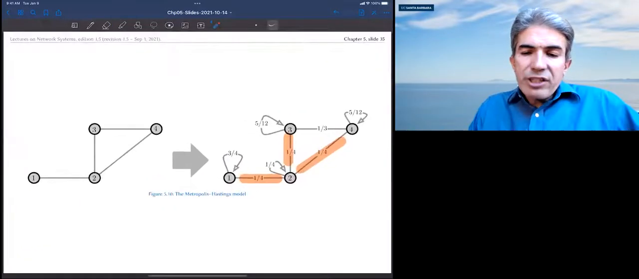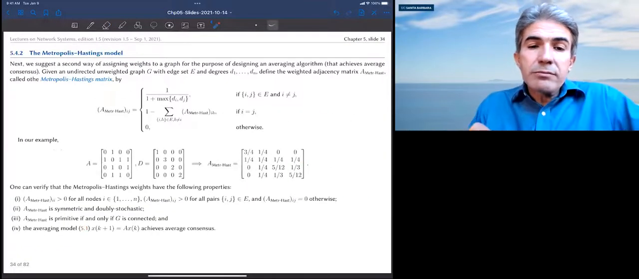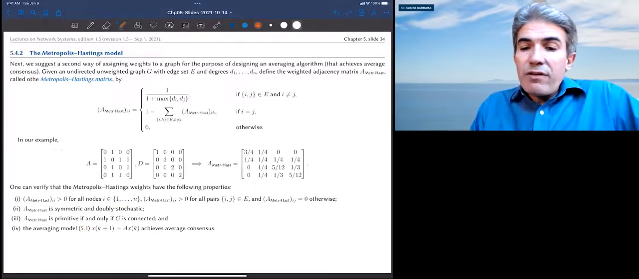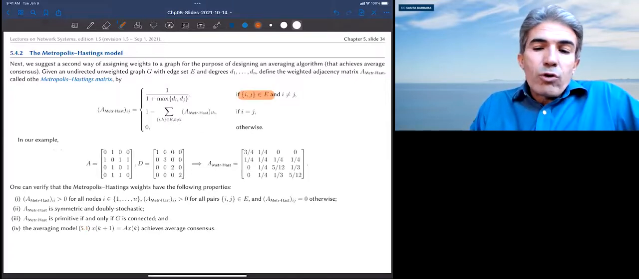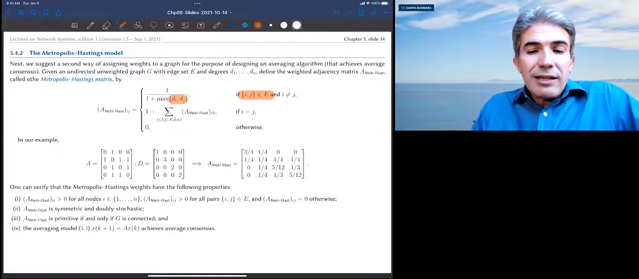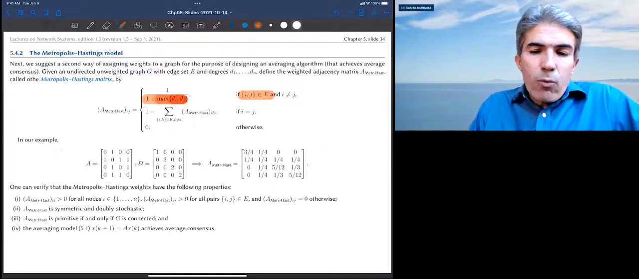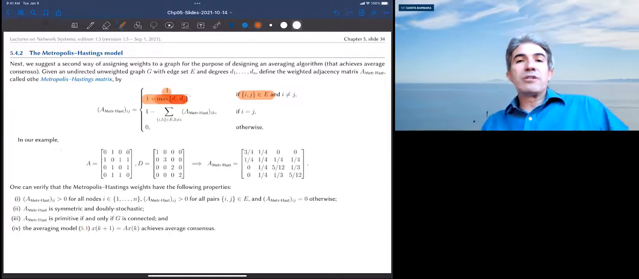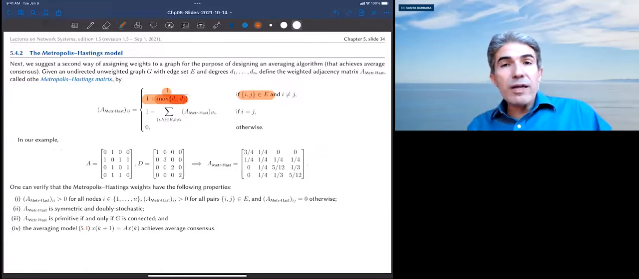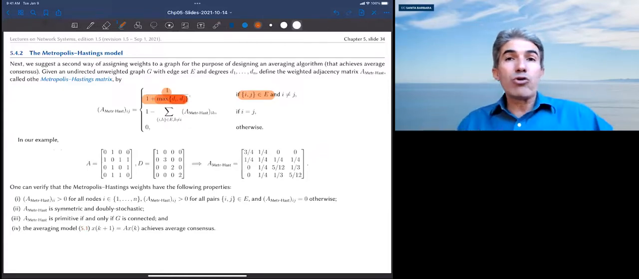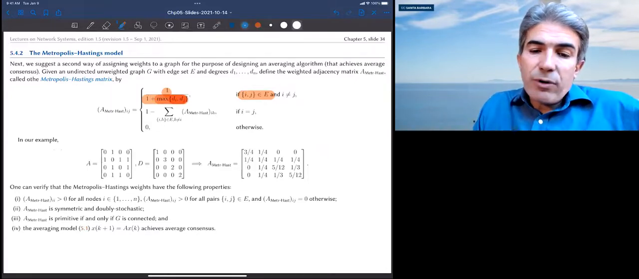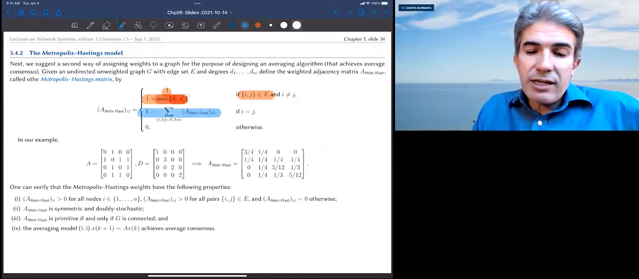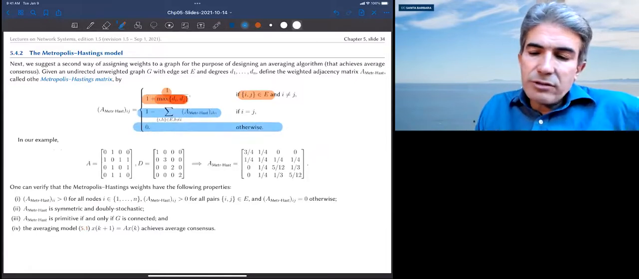So the Metropolis-Hastings algorithm is an algorithm that tells you, if you have an edge between i and j, look at the degree of i and j, look at the largest of those degrees, add 1, and use 1 over that as your weight. When you do that, you're guaranteed that that number is not too large. After you do that, you can set the self weights as 1 minus the sum of those, and if you have no edge, you set 0.